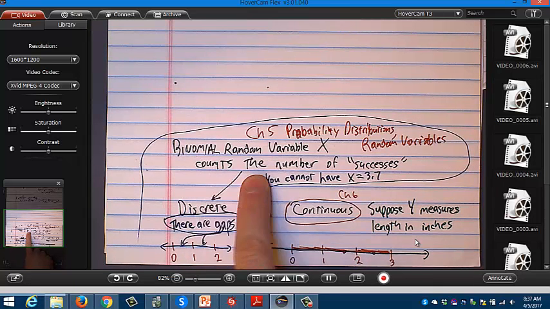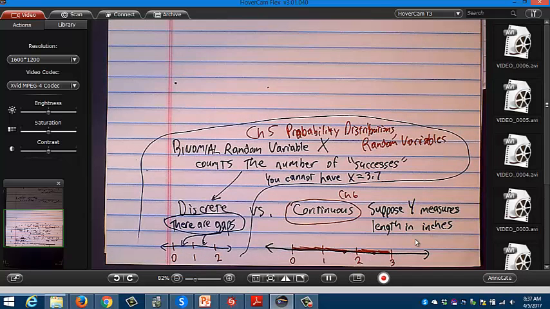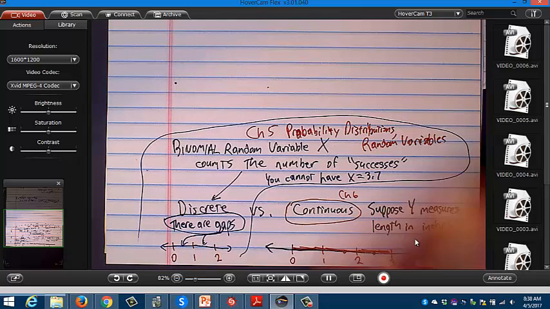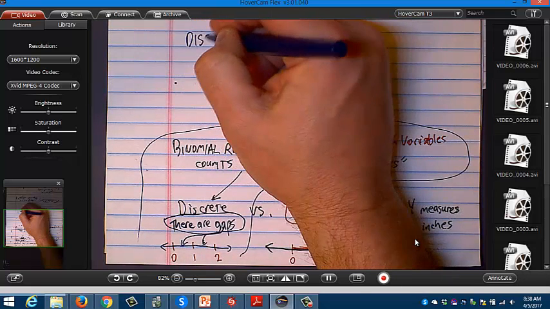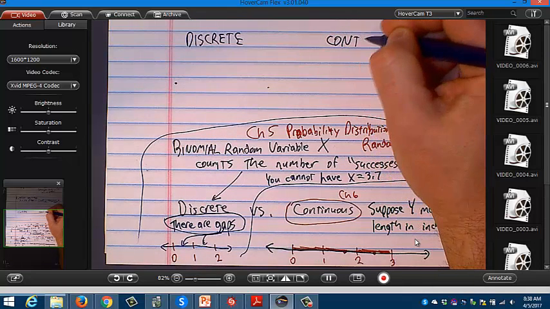What about this, though? When you count a number of something, it just can't be 3.7. It's not that I rounded it to 4, it's just that it can't be. You're counting a number of something. Does that make sense? So I guess the question is, are these different data sets we have discrete or continuous? Let's make a little list here. I'll say discrete, and I'll say continuous.